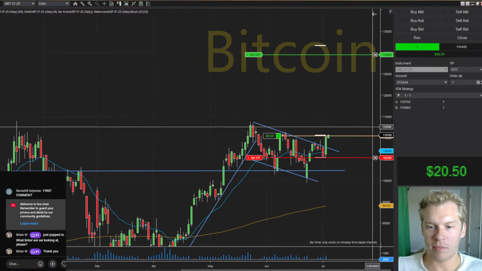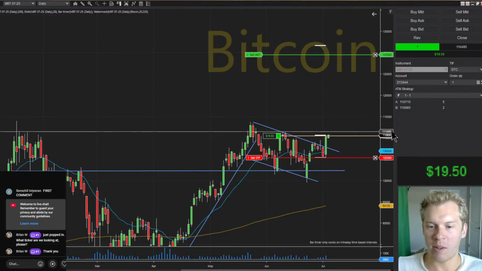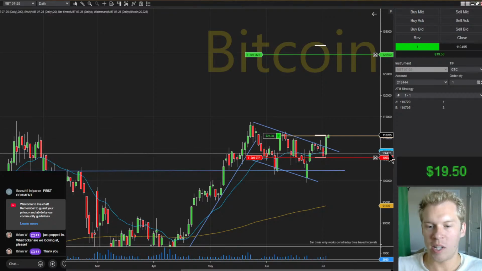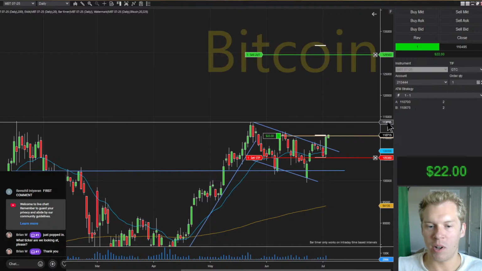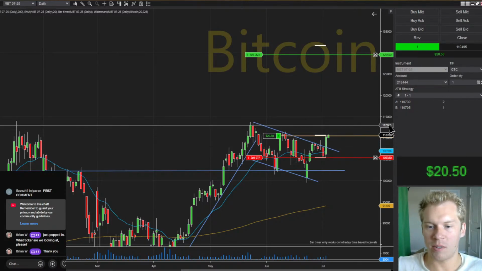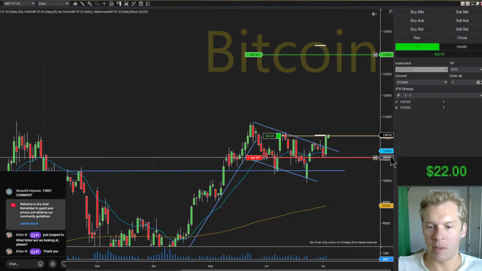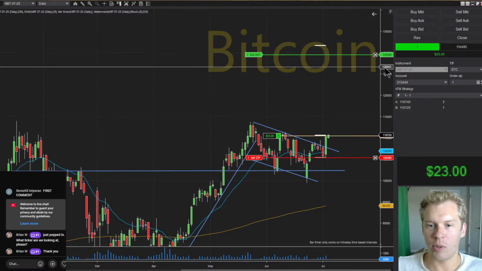for every $1,000 move in Bitcoin, so from 110,000 to 111,000, that's equal to $100. So a $10,000 move is equal to $1,000. So looking at here, I'm risking 500 to make 2,000.